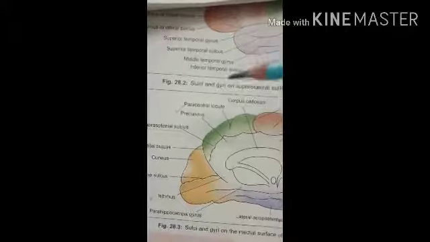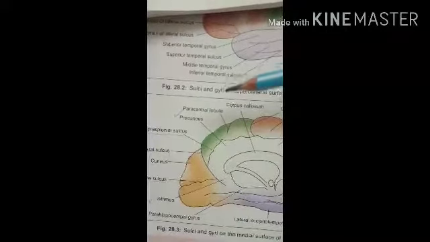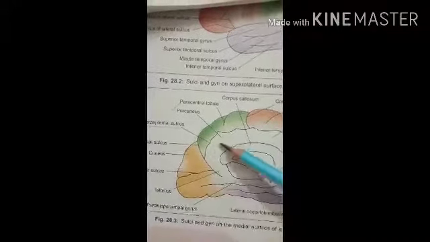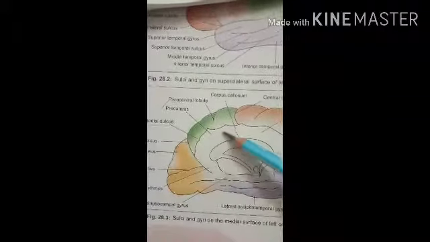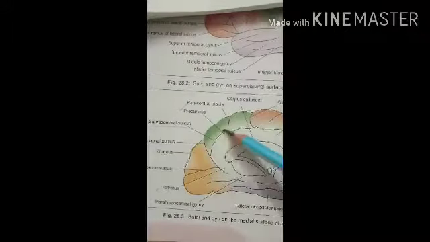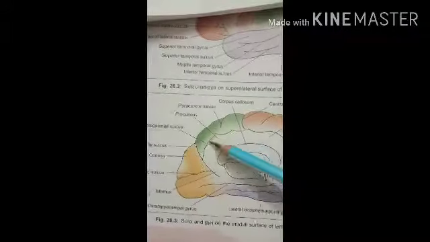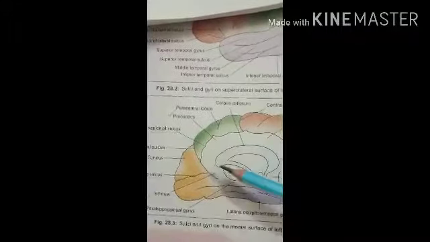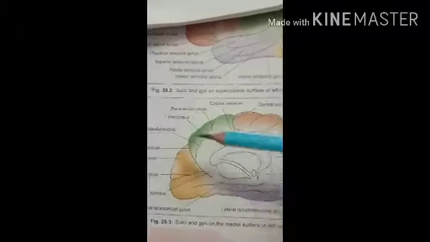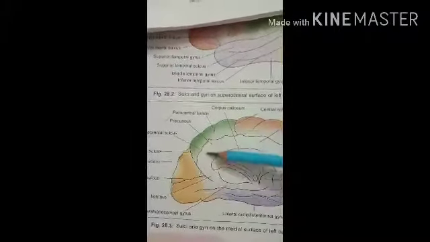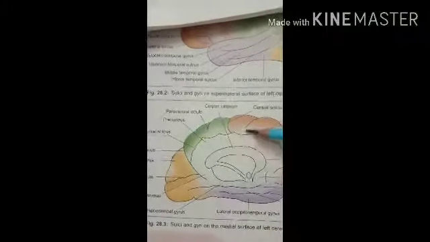Then a small sulcus, a little above and parallel to the splenium, is called the suprasplenial sulcus. Here you can see this small sulcus. It separates the precuneus, the quadrangular area, from the cingulate gyrus. Then the sulci and gyri present on the inferior surface.